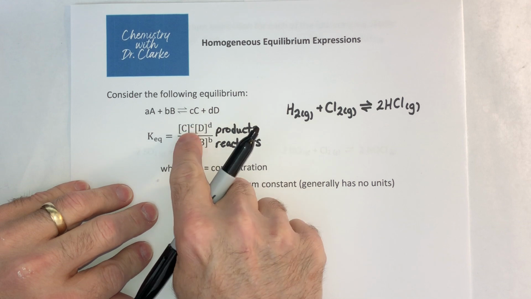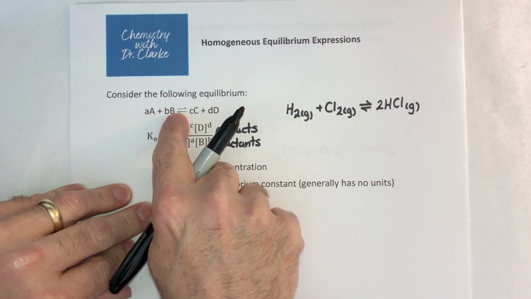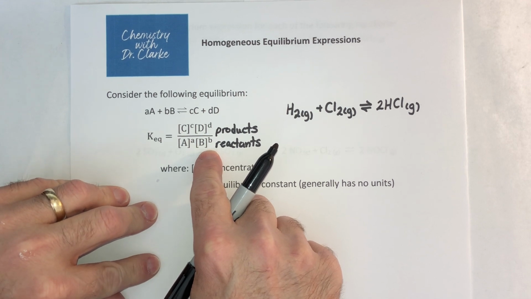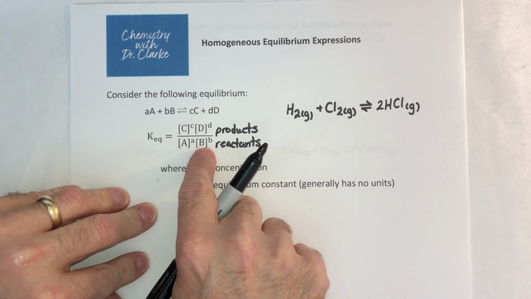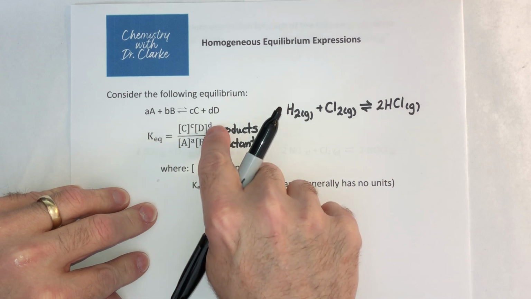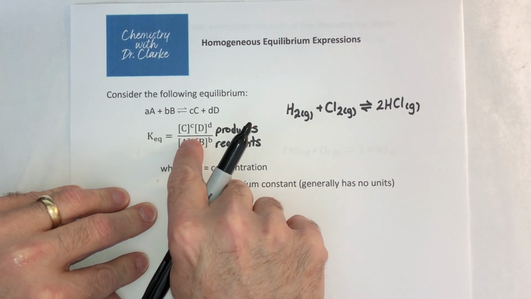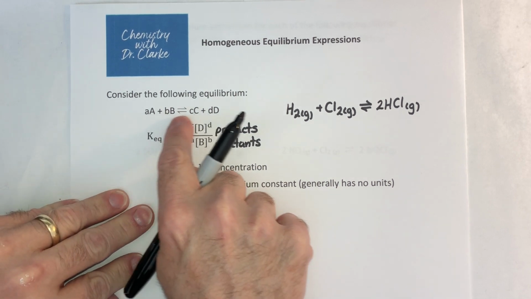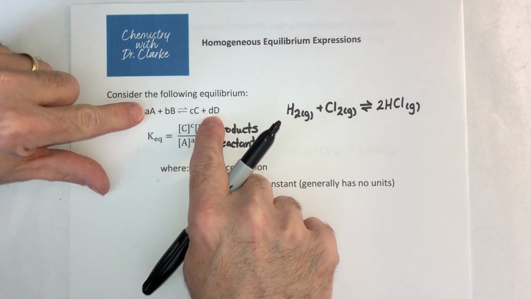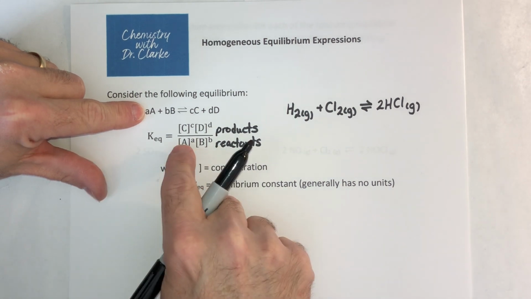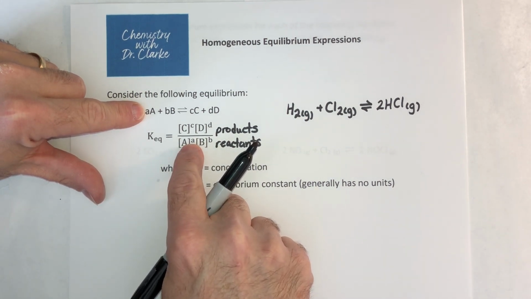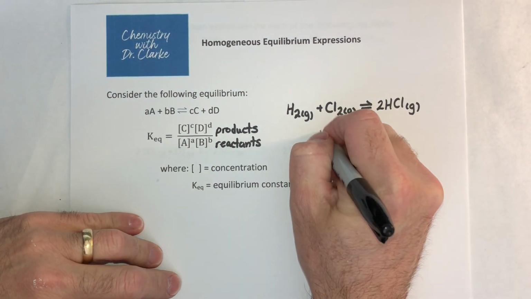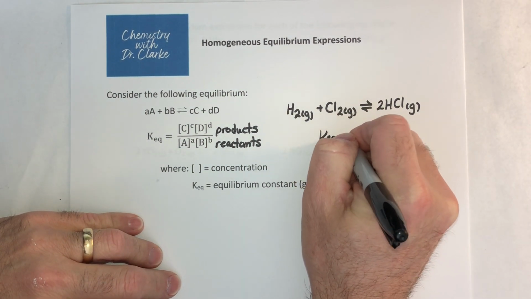So the C and the D are products, they're on the top. The A and the B are reactants, they're on the bottom. And this is all about concentrations. That's why we have the square brackets. Now, they are raised to powers, right? So A is raised to the power of A, B is raised to the power of B, and the powers come from the numbers used to balance it. So the number of A's that you have becomes the power of A. So if we do it over here with our more concrete example, I can say that KEQ equals.